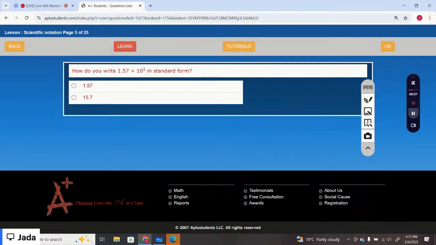How do you write 1.57 times 10 exponent 1 in standard form? That is 15.7. Okay, you can complete the lesson by yourself later today. Let's just move on to the next lesson.